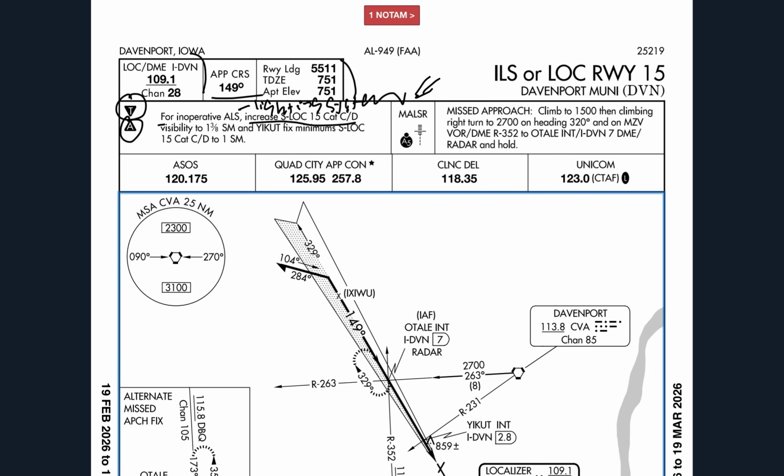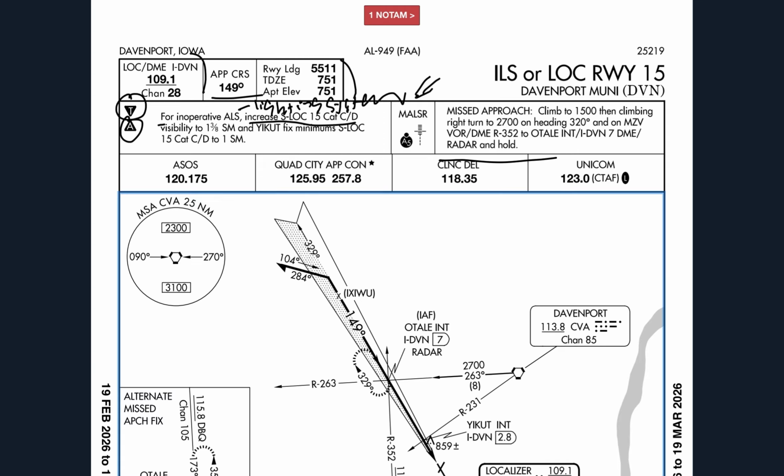Over here we got the MALSR, or rather it tells you the approach lighting system, and MALSR stands for medium intensity approach lighting system with runway alignment indicator lights, and you can look that up if you want to see what exactly that means or what exactly that looks like, I guess.